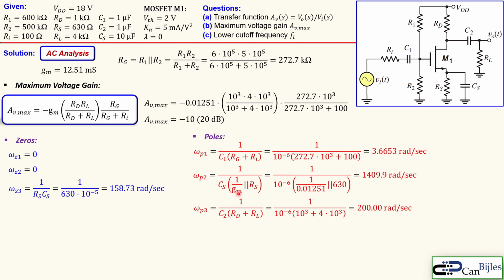You see here the GM, so that's why we need to do that in the DC analysis. So we substitute here the GM and also the resistors we need. You see here 3.6653 radians per second for the pole 1. For the pole 2, you see here 1409.9 radians per second, which is much larger than the first pole. And this is exactly 200 radians per second.